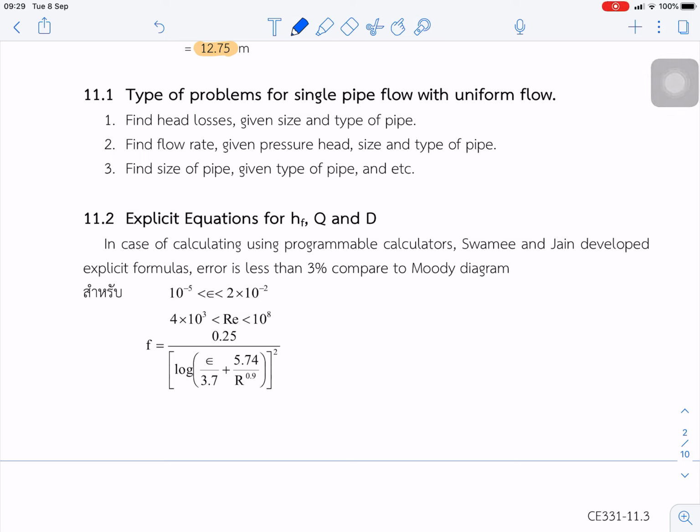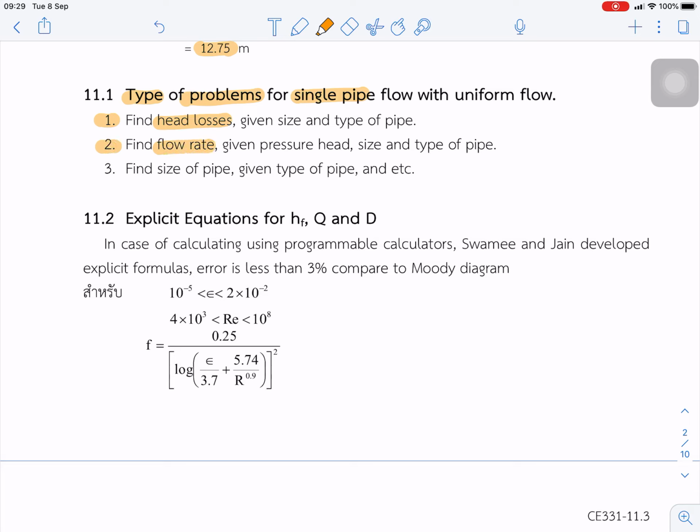Next section, type of the problem. For single pipe flow with a uniform flow, there are three choices. The first is that we already have the pipe, so we have to find the head loss given the size and the type of the pipe. And the second, what is the flow rate?